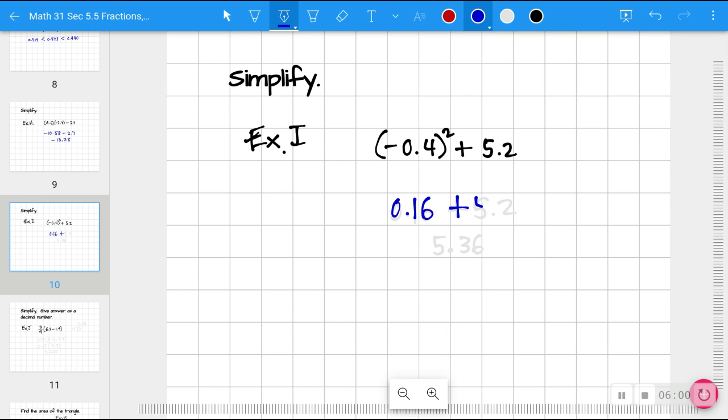And after you've done the exponent, the addition gets done. Add those two numbers and you get 5.36. And again, your calculator can assist you on this.